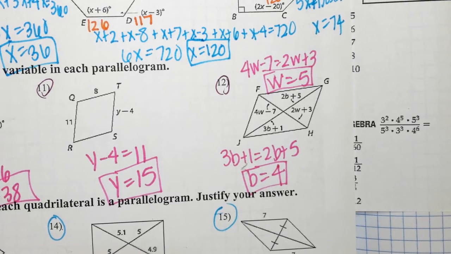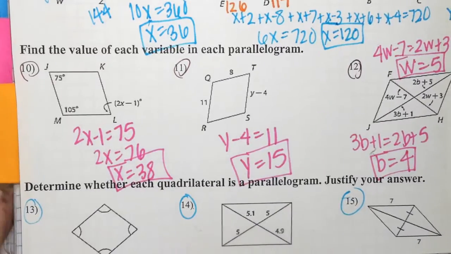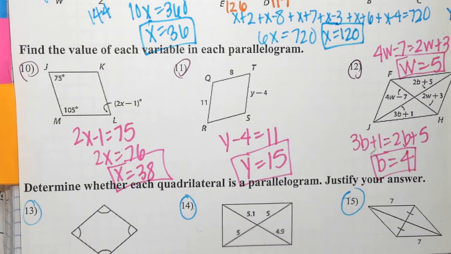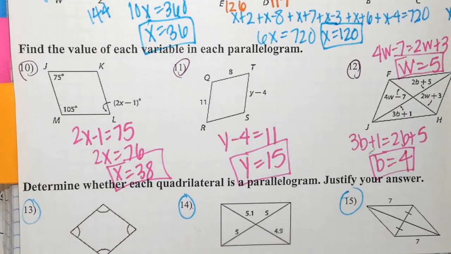I am proud of you as well. Alright, ready for 13 through 15. Now, properties of a parallelogram. Isn't that also in our notes? It is. That's 6.3. Alright, number 13.